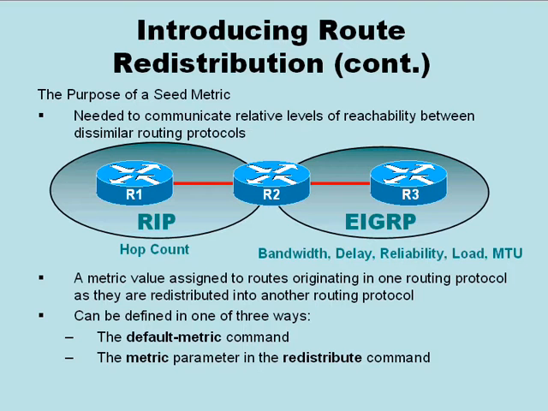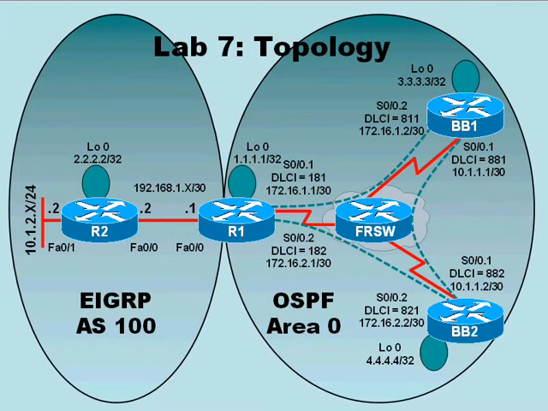And a more advanced option is to use a route map configuration. However, in this lab, we're going to be redistributing between EIGRP and OSPF, which has a default seed metric of 20. So routes coming from EIGRP are going to inherit a default metric of 20 as those routes are injected into OSPF. So we don't really have to configure a default or a seed metric for OSPF. We are, however, going to configure a default metric for EIGRP to assign routes coming from OSPF and going into EIGRP. Let's take a look at the topology that we're going to be working with.